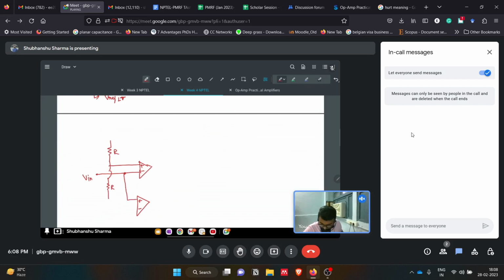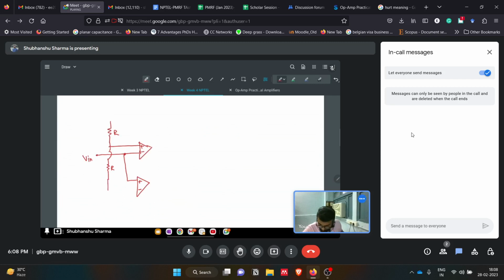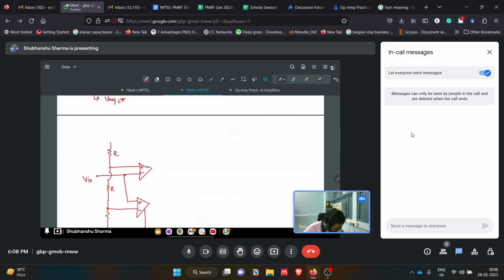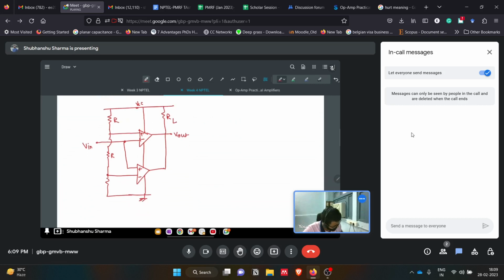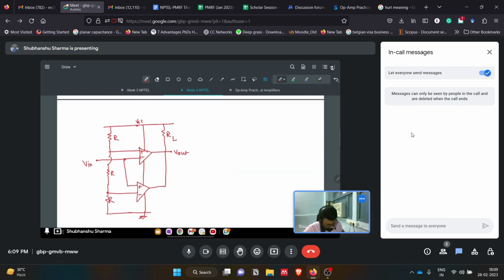This connection goes here. We have one grounded supply here, and we are giving plus VCC from this rail. This is given to this op amp, and from this op amp we are taking the output. There is one load resistor, you can say RL. So this is the circuit.